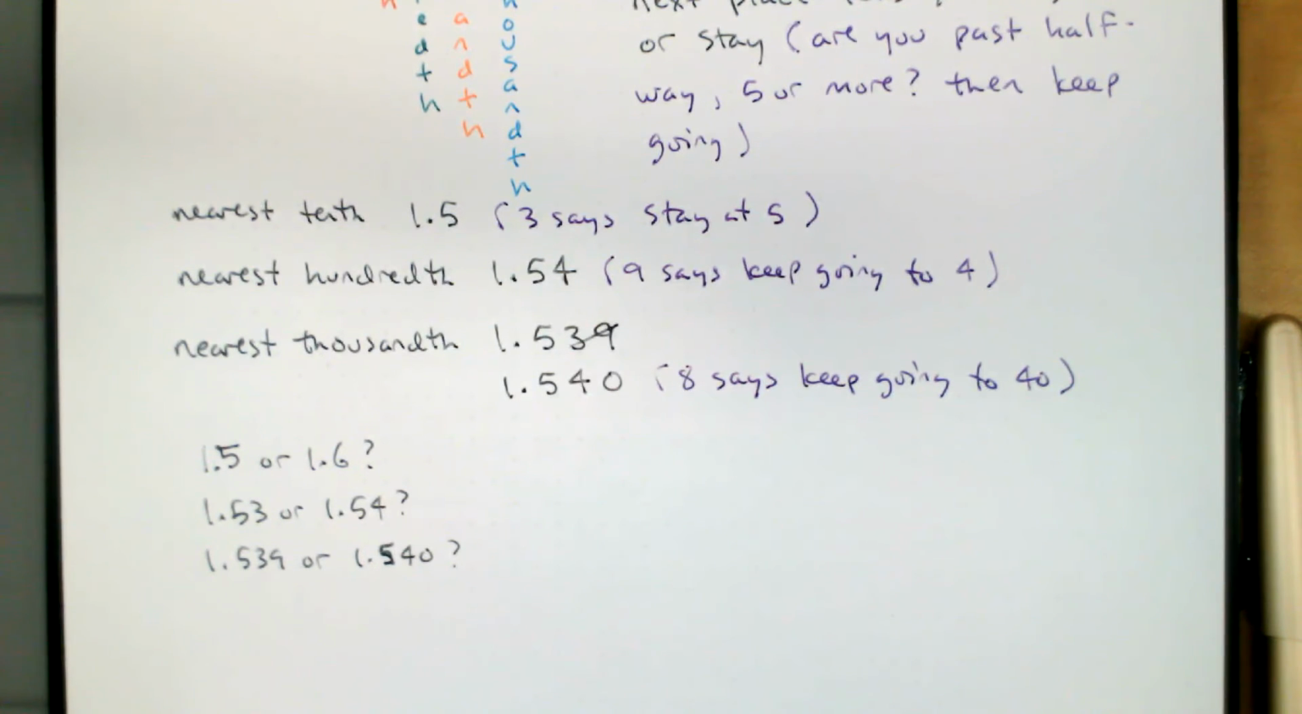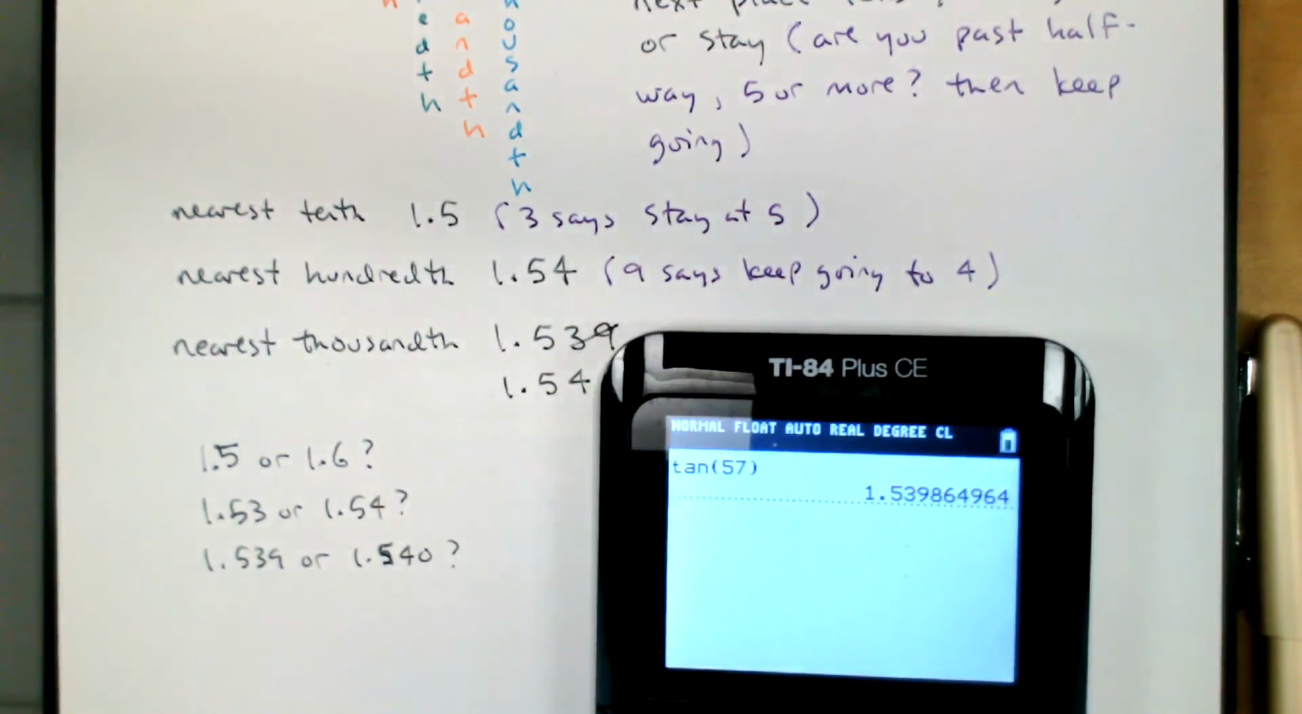The other way we might call for rounding is significant figures. This is one that makes more sense. If I'm measuring things with just 2 digits, it doesn't make sense to use that many digits. 57 is not that accurate. It'd be like 1.539864964, unless we have information that that 57 is exact. If the 57 is something that we measured, that's all we know about it, 57. So it doesn't make sense to write a bunch of digits.